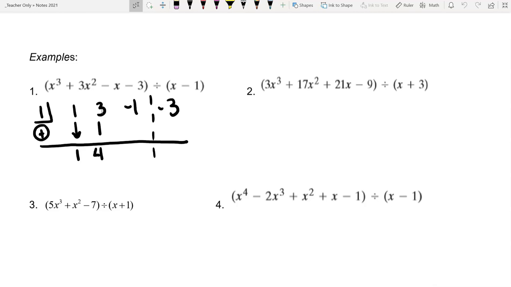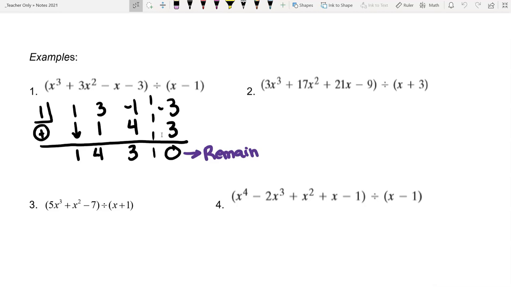And now we do that same pattern again. We're at the diagonal part, so we're going to multiply. 4 times 1 is 4. And then we add. Okay, so -1 plus 4 is a +3. And then pattern again, we're at the diagonal. 1 times 3 is 3. And then we add. Okay, so -3 plus 3 is 0. This right here is your remainder.